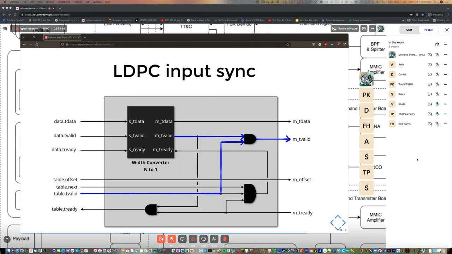A bit from the width converter can be consumed when the LDPC table indicates a next, like I showed in the diagram, and the reader is also ready to consume that data. And we can consume one offset from the LDPC table whenever there is a valid data bit and the reader is ready to consume this bit as well. So it's just the width converter with some AND gates around it.